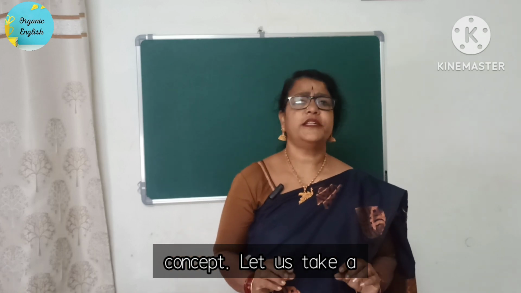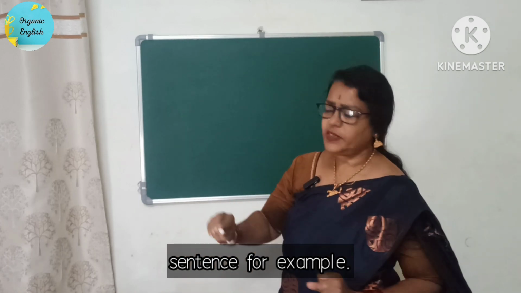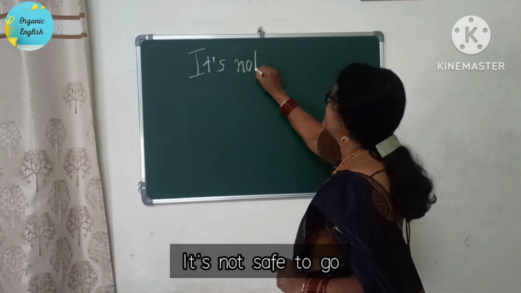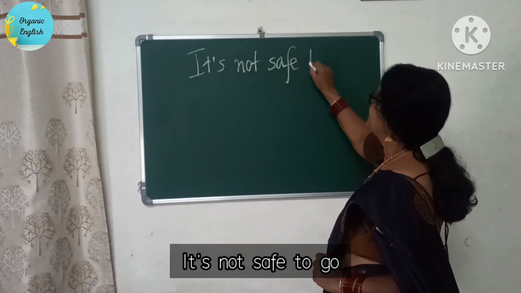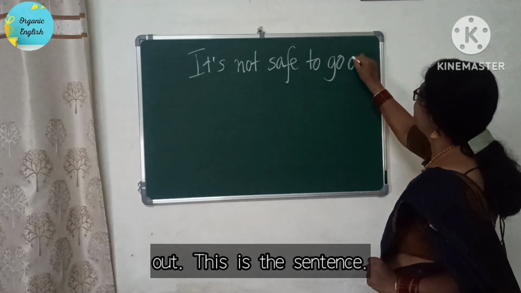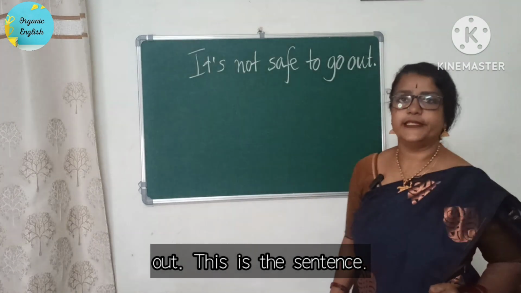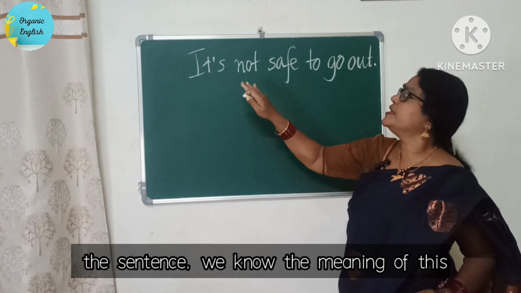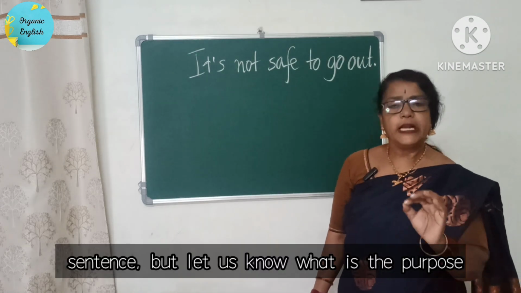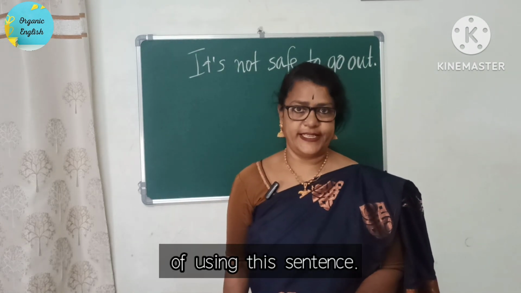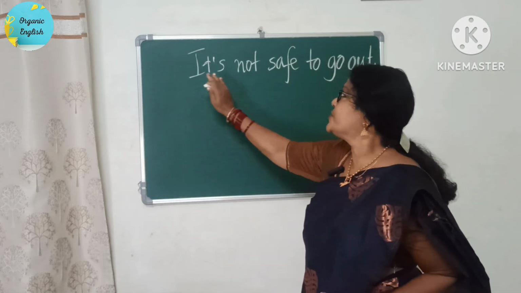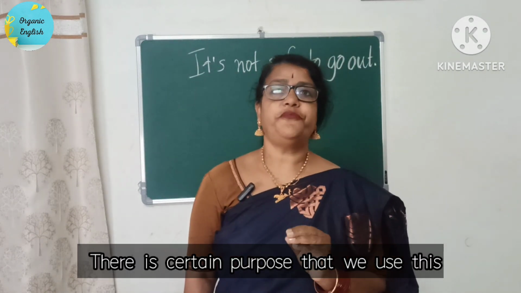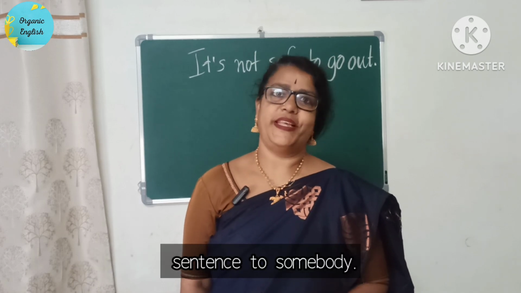Let us take a sentence for example. It's not safe to go out. This is the sentence. Now let us see. We know how to read the sentence. We know the meaning of this sentence. But let us know what is the purpose of using this sentence. It's not safe to go out. There is a certain purpose that we use this sentence to somebody.